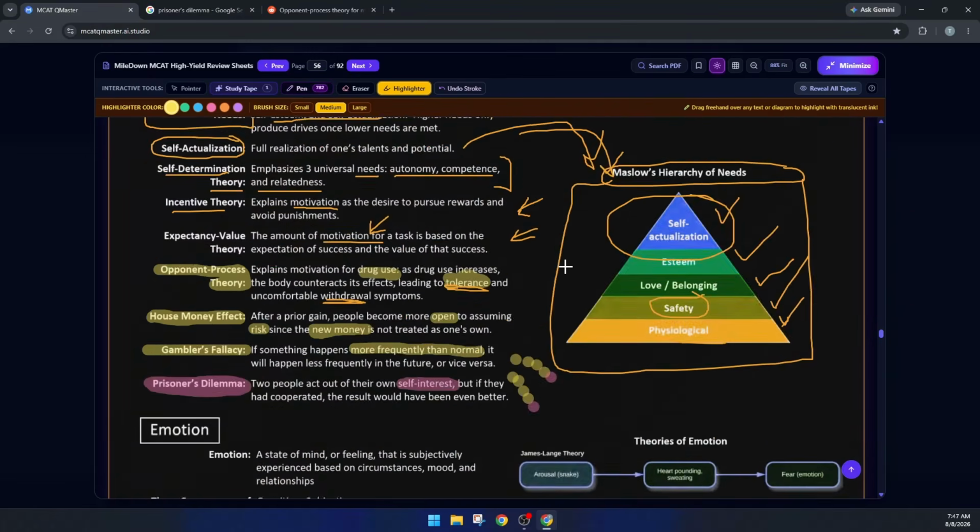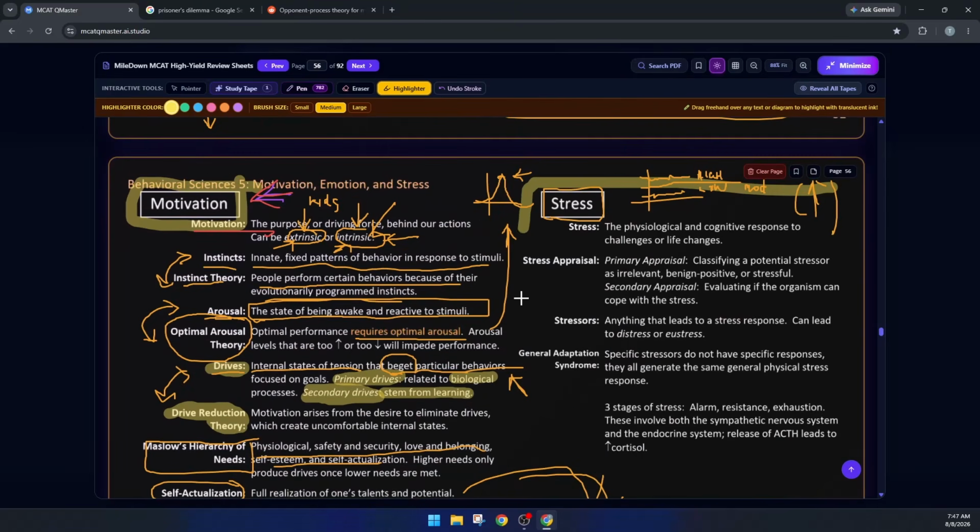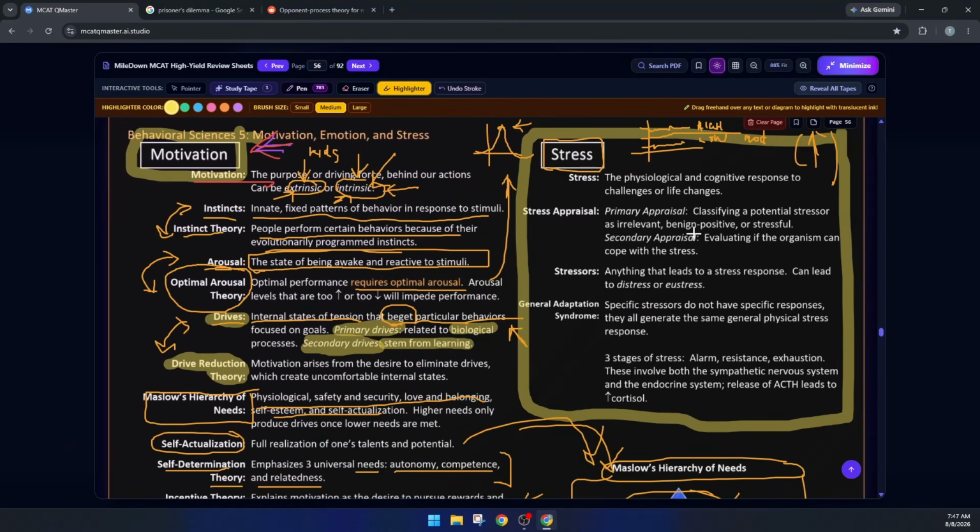So let's see, emotion or stress. Let's go for stress first, on the top right of this page over here. So what is stress? Stress is the physiological and cognitive response to challenges or life changes. So what does that mean? I know a lot of people will read definitions. When I was studying for university courses, there were a lot of complicated definitions. If you ever meet yourself with one, you want to make sure you focus on understanding what is happening rather than just memorizing the definitions cold.